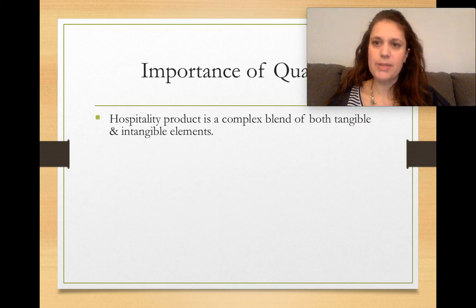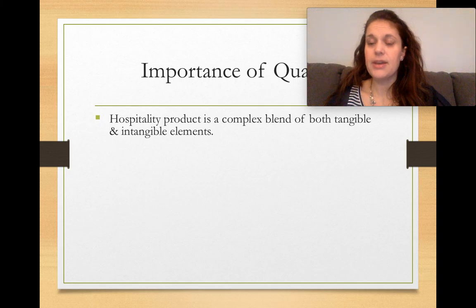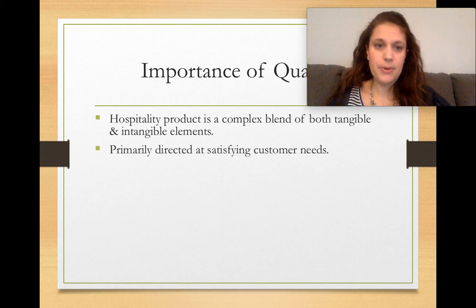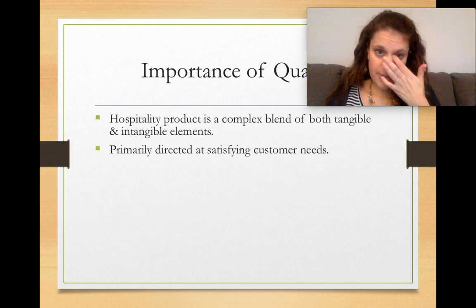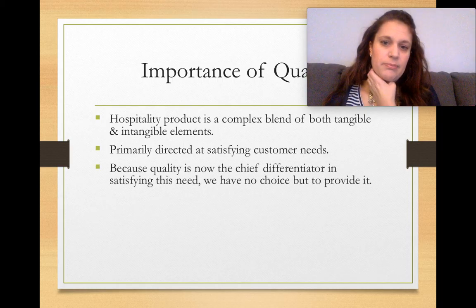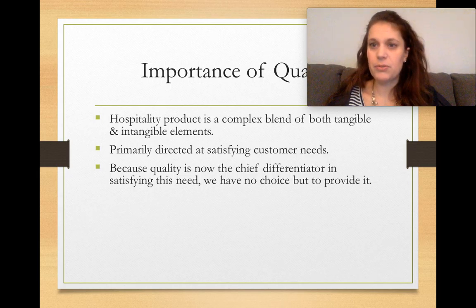And we'll talk in a few moments about the four components to that intangibility piece that make the service industry different and oftentimes more difficult when it comes to creating quality standards that can be set standard throughout the industry or standard throughout a company, for example. So, in the service industry, we are primarily directed at satisfying consumers' needs, and that's the definition of service quality, essentially. And now that service quality is the chief differentiator in satisfying these needs, we have to provide it, right? Because if we don't provide it, our competition will.